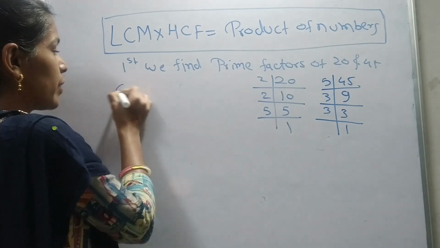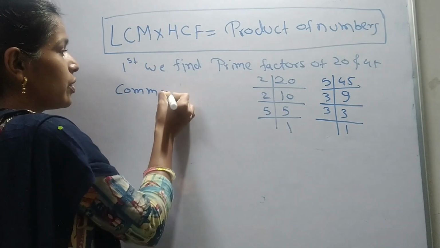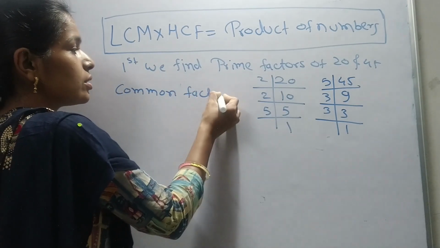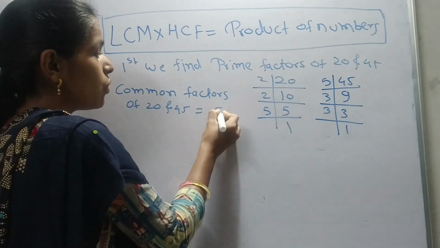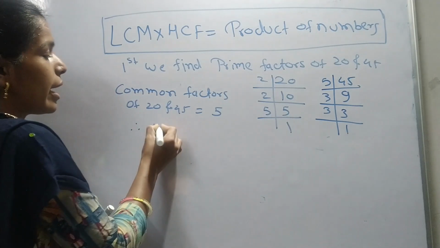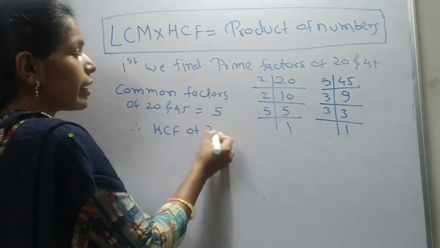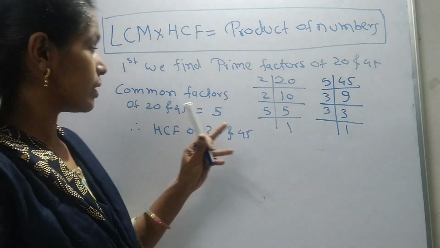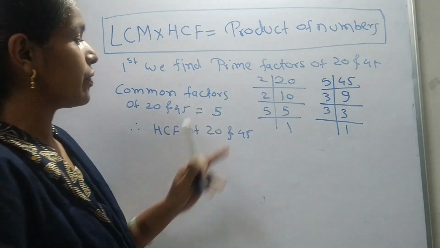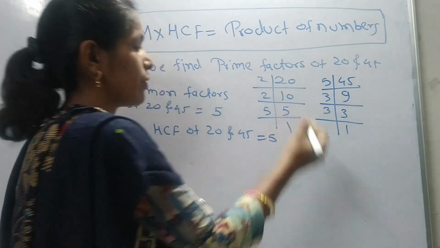Now what are the common factors of 20 and 45? The common factor is 5. Therefore, HCF of 20 and 45, we know that the highest common factor is 5. So, HCF is equal to 5.